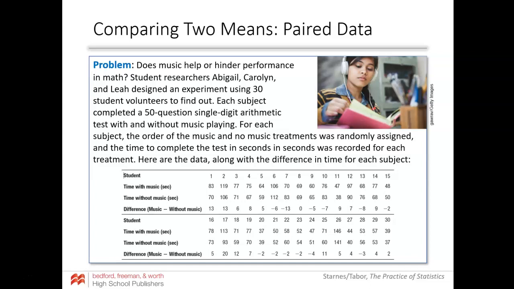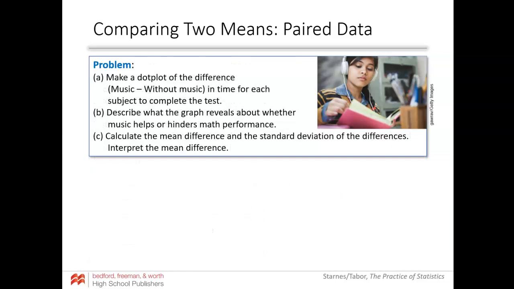Here's the data along with the difference. That was nice. They calculated the difference. And you see from the table here, they went with music minus without music. So that way we could see that difference similarly for all the student pairs. Well, I shouldn't say student pairs. They're their own pair. It's still a matched pairs design because remember, you can match yourself, like a before and after treatment kind of thing.